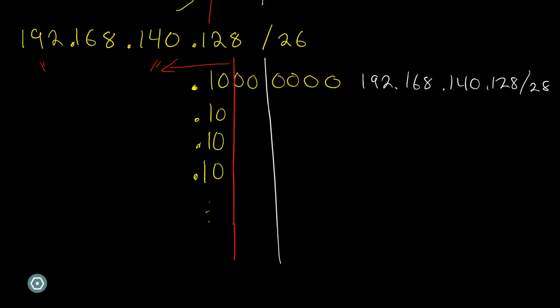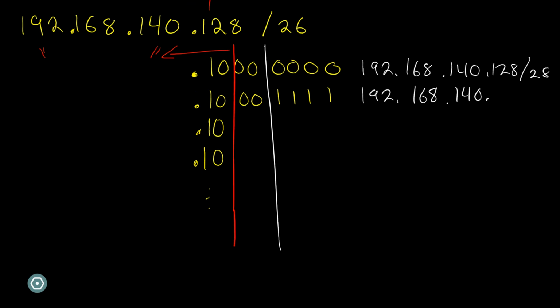192.168.140.128/28. We then are going to have our broadcast address, so all the host bits become 1, which gives us 192.168.140. This time we're going to have 128 plus 15, which gives us 143 in a /28 network.